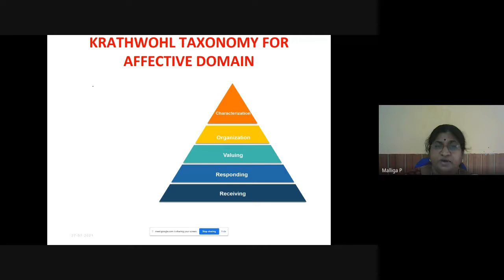The next domain is the Krathwohl taxonomy of the affective domain. Here again it is hierarchical in structure.